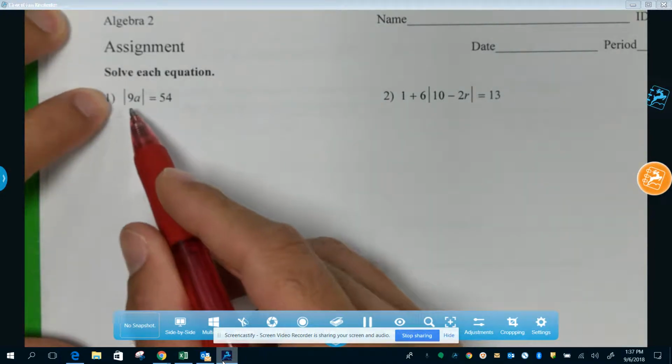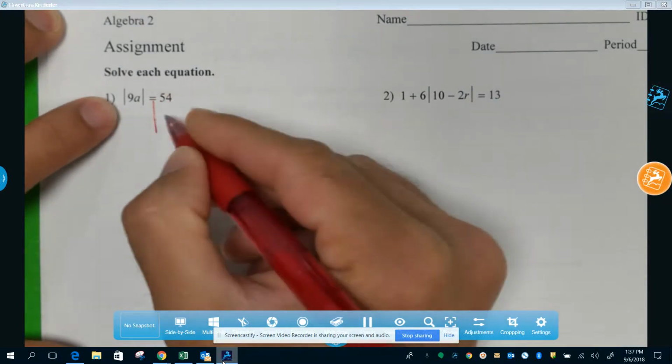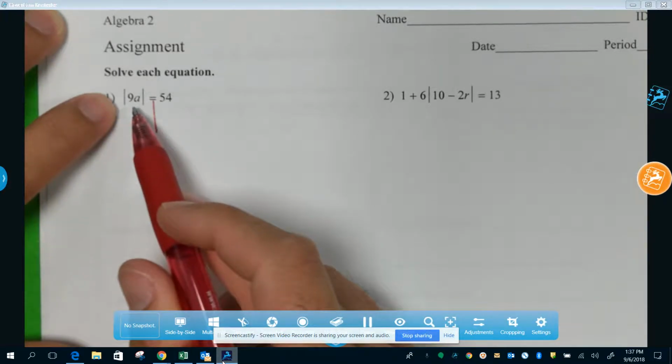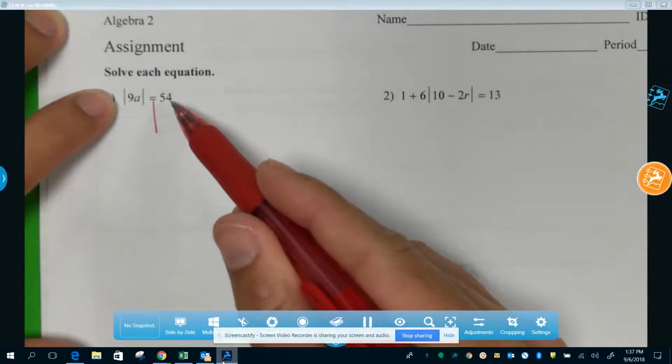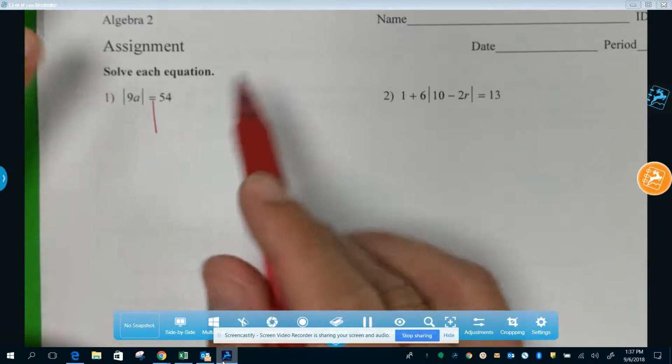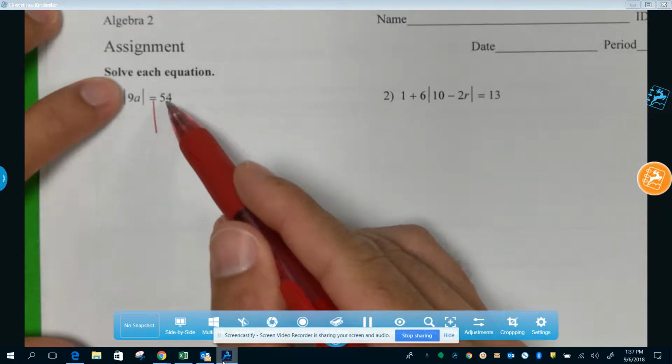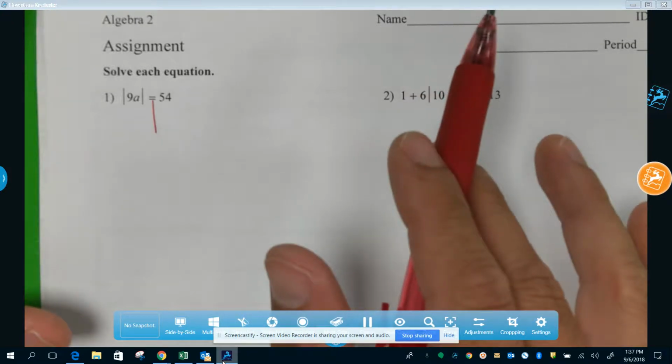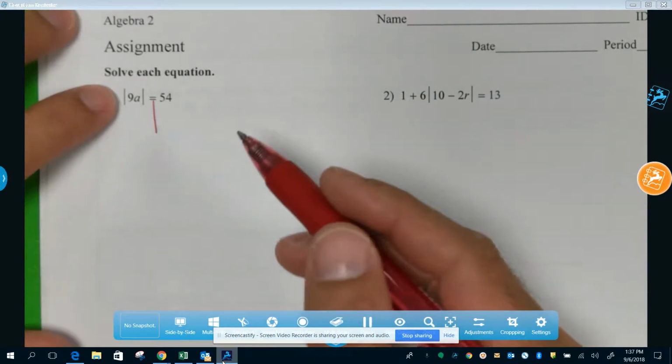This first example, the bars are already isolated on the left-hand side, which is nice. When the bars are isolated, remember to check. The right-hand side number has to be a positive. In this case, it is, so we are good to go. If this was a negative 54, we would stop right now and say there's no solutions. But since it's positive, we're good to go.